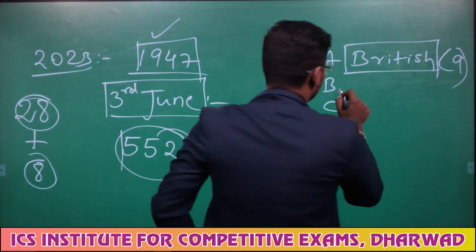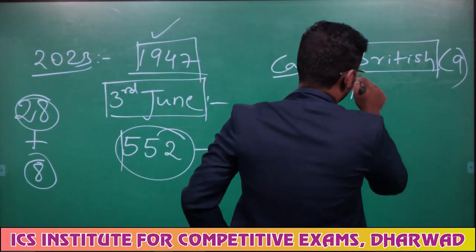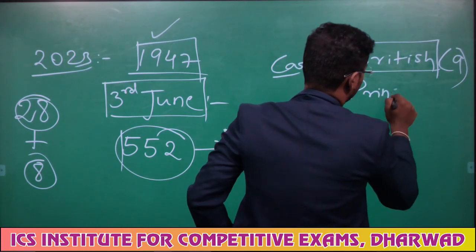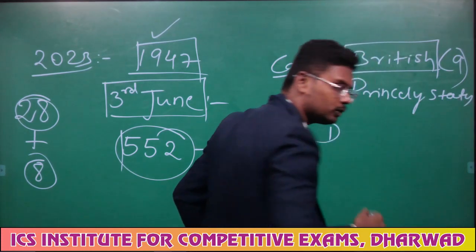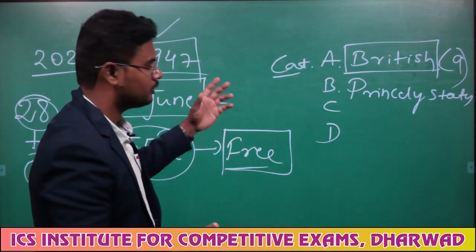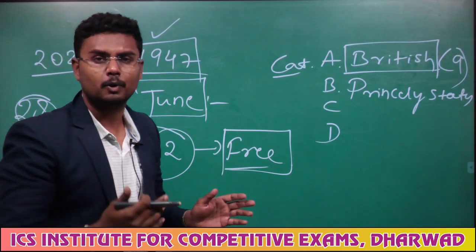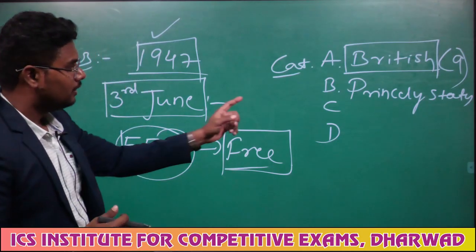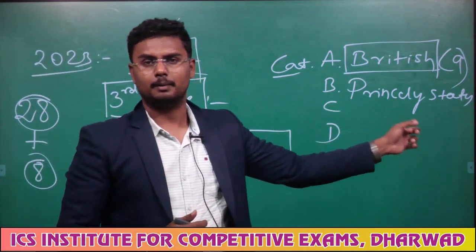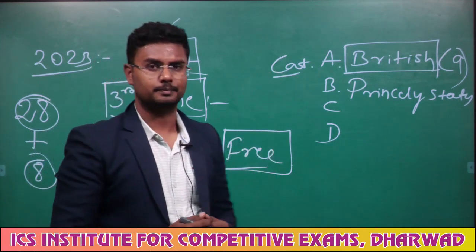Then category B included something called princely states. It looks like a part of history. Yes, it is of course a part of history, but we are looking at this history from the polity context, or Indian Constitution context. Stay with me. So in category B we had princely states. What were these states and why were they special?